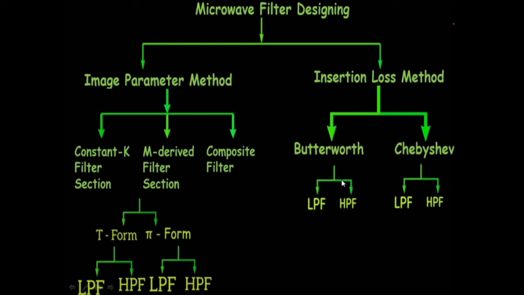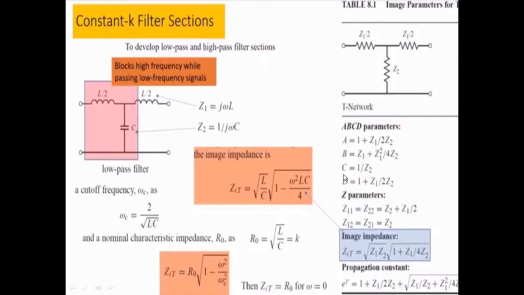So now I'm going to explain about the image parameter method. And there are three classification there. One is constant K filter section, M derived filter section and composite filter section. So I am going to start with constant K filter section. ஆக்சுவலி இந்த வியூ பார்த்தீங்கன்னா நாம் இன்றைக்கி என்ன பார்க்க போகிறோன்னா என்னென்ன ஃபார்முலாஸ் யூஸ் பண்ணணும் அண்ட் ஹவு டு சால்வ் த ப்ராப்ளம்ஸ் ஆர் ஹவு டு சால்வ் த MCQ கொஷின்ஸ். ஓகே, ஸோ that thing only I am going to discuss.